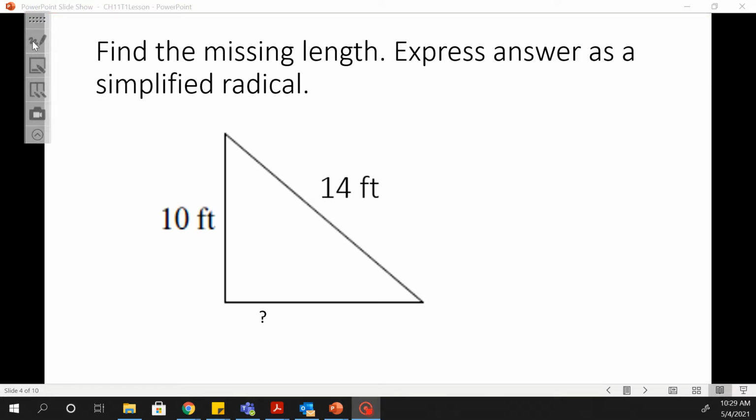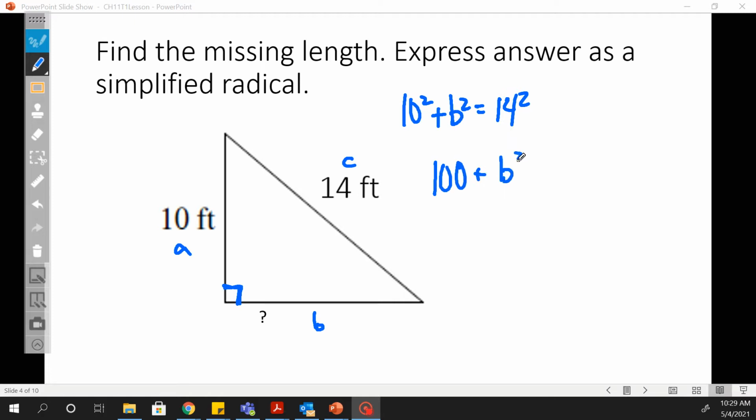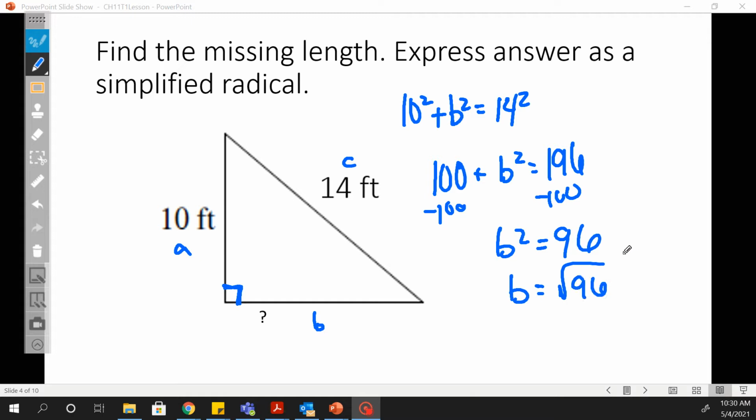Alright, find the missing length expressed as a simplified radical. Here's the right triangle, or the right angle. So the two legs are here and here. And here's C, which is the hypotenuse. So we have 10 squared plus B squared is equal to 14 squared. So 100 plus B squared is equal to 14 squared, which is 196. Solving this for B squared, I can subtract 100. So I got B squared is equal to 96. Square rooting both sides gives me b is equal to the square root of 96.